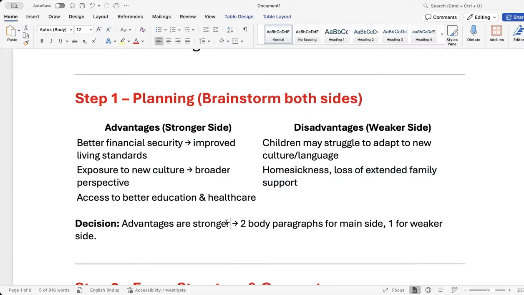So in the end, I thought the advantages are stronger. So I'm going to write 2 body paragraphs for the advantages and 1 paragraph for the disadvantages. This you have to do. And I'm telling you, you should spend 5 to 10 minutes on this. I don't think you understand that it's not a lot, because you are spending 40 minutes on the essay.